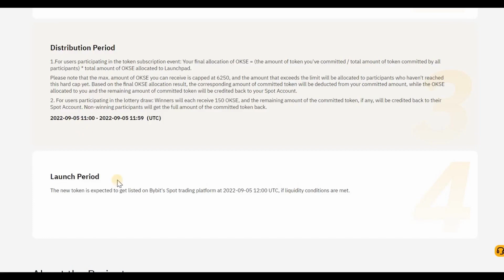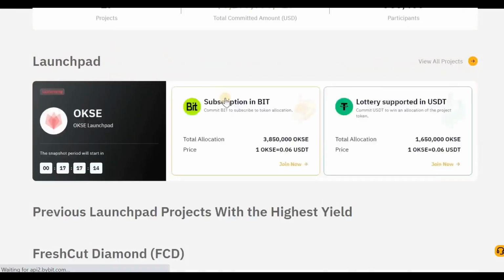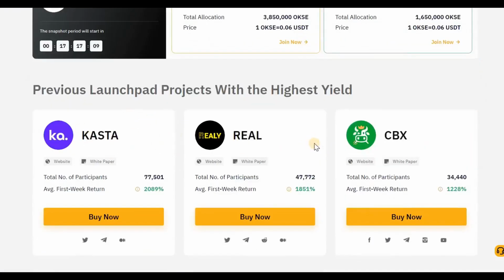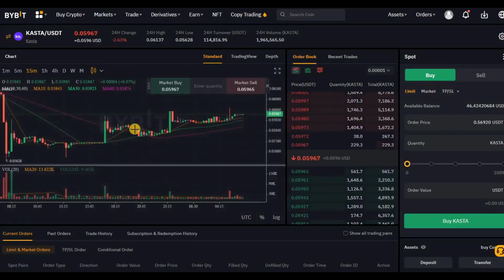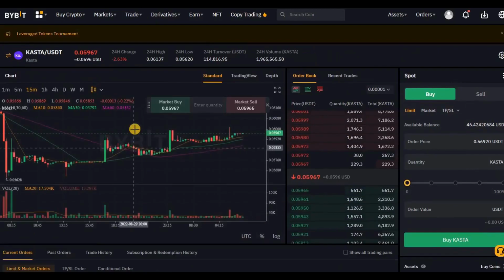This is when the OKSE token is going to be listed on the ByBit exchange, and you can now trade this token. At exactly this time right here, the 5th of September at around 12 UTC, this is exactly when you are going to use the trading trick I am about to show you. Right now, if I go back to the previous ByBit Launchpad projects, you can see right here that these are previous projects, and if I click on one of these projects right here, I am going to show you exactly the price action when this was newly listed on the ByBit Launchpad.